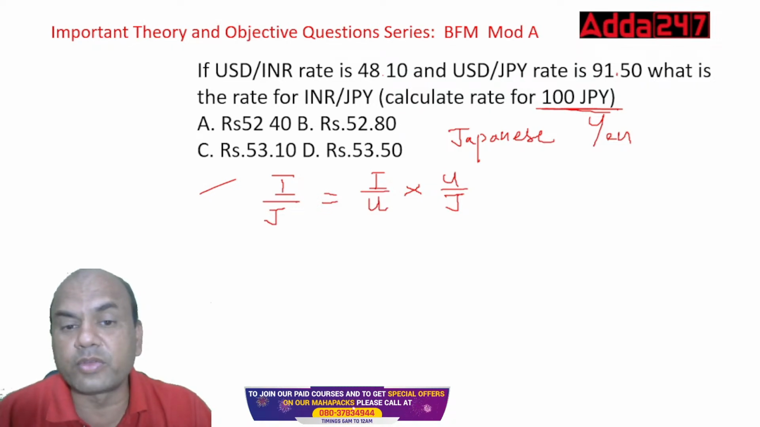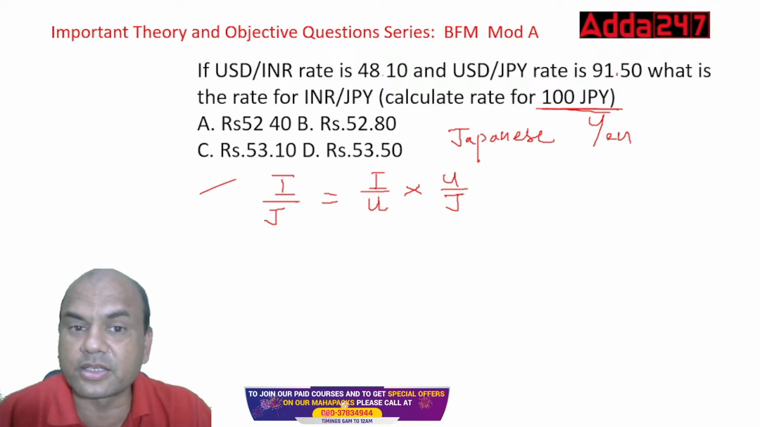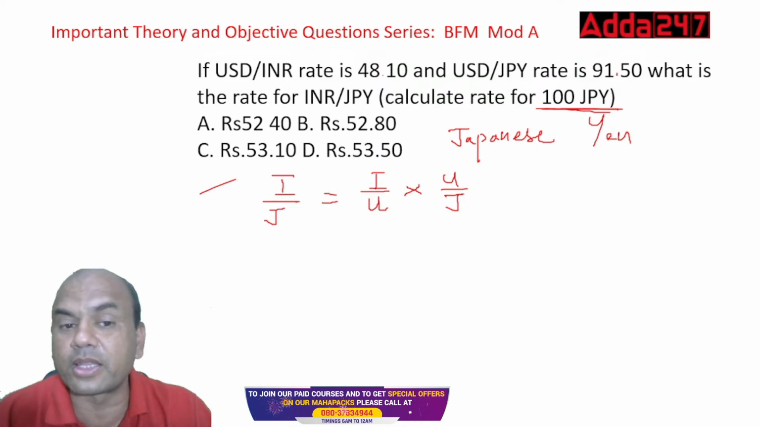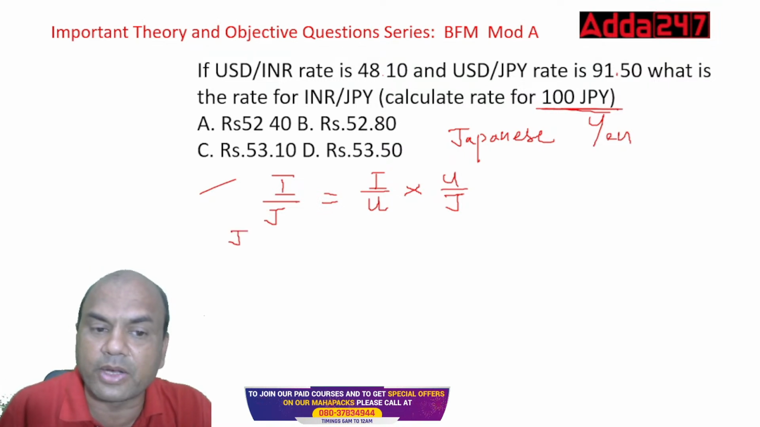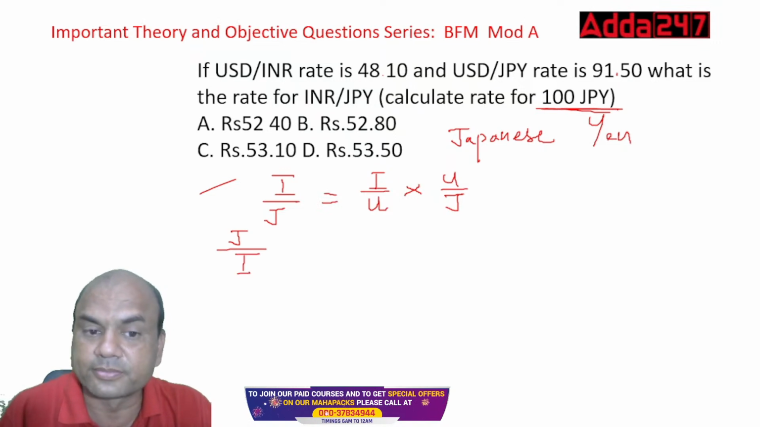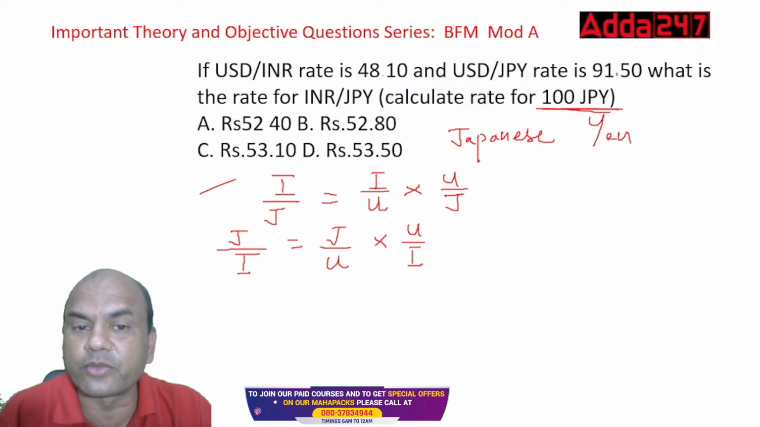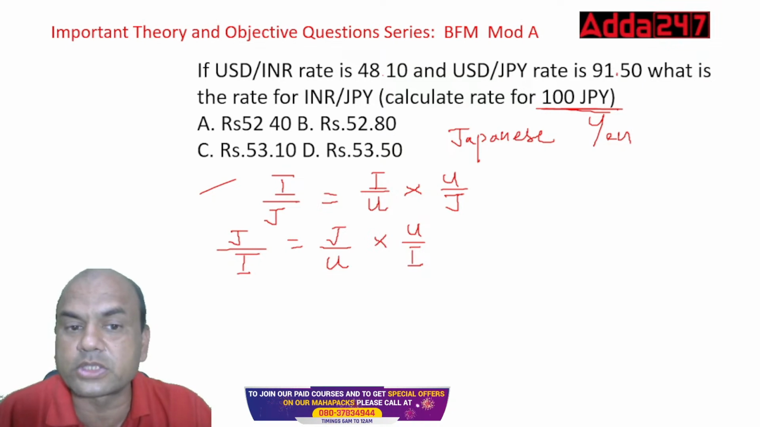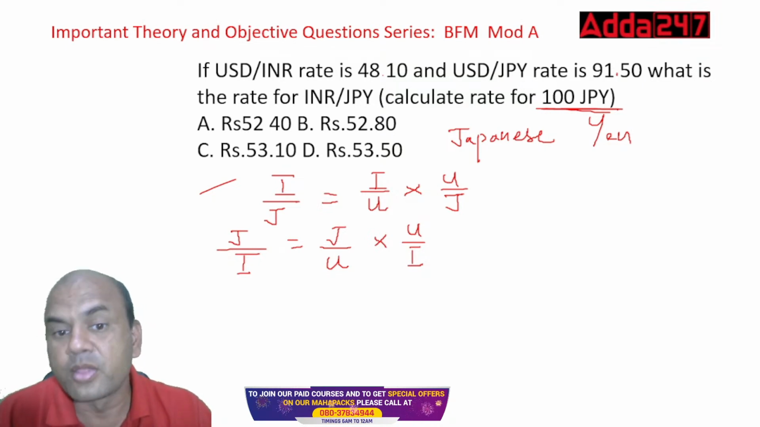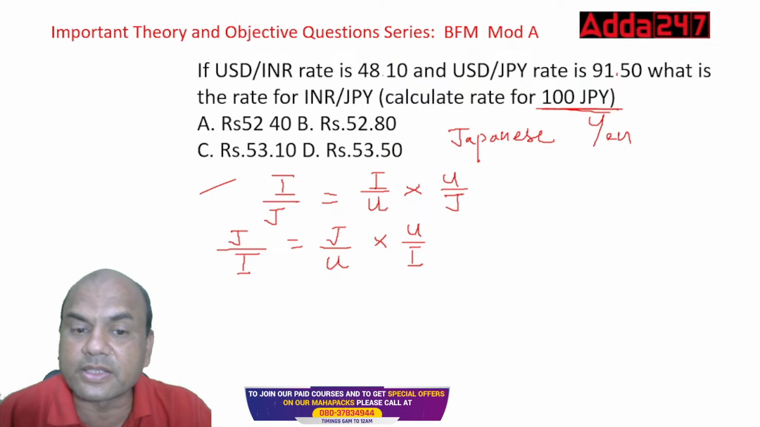When I am saying INR to JPY, I want this rate, and JPY to INR is actually the reverse one. Whenever we find this rate, we find it this way: JPY to INR, that is JPY to USD into USD to INR. This is what we find out always. So first find out this. If they ask you INR to JPY, you can reverse it later, because this rate is difficult to find out and the other rate is very simple.